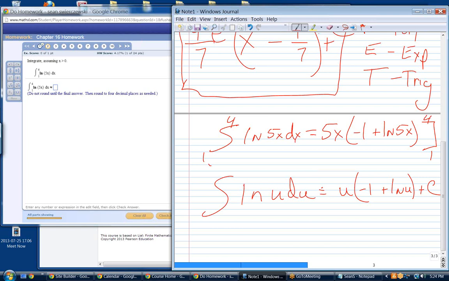Okay. So let's go through the evaluation of this. Let me not erase that for the moment. So first we just plug in 4. Okay, so we got 20 times minus 1 plus the natural log of 20. That's the first part. Minus what? The same thing, just with 1. So it'd be 5 times minus 1 plus the natural log of 5. Okay. So working from the inside out, let's have some numbers here. Find that number, multiply it by 20. And what do I have?